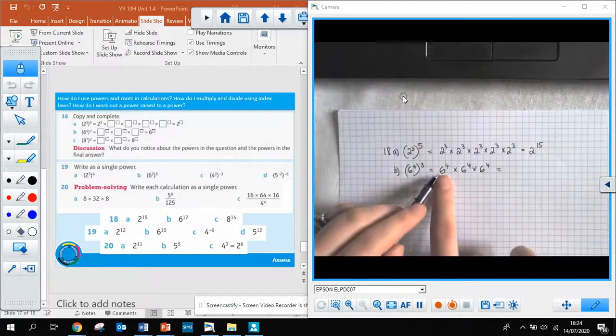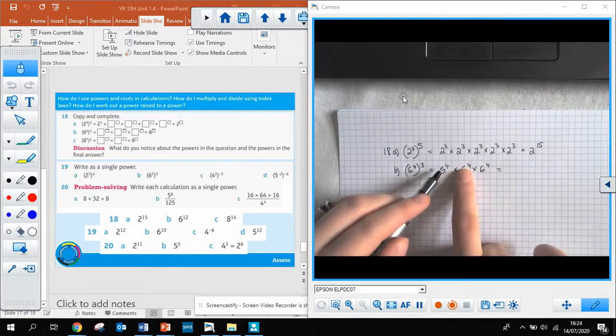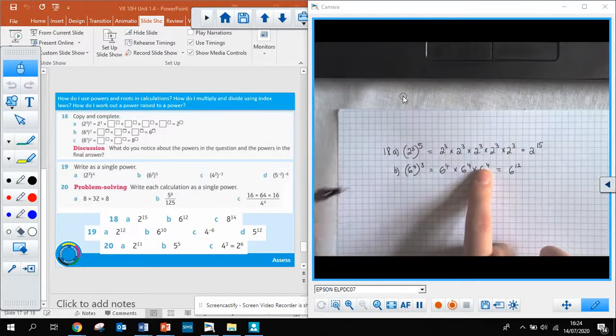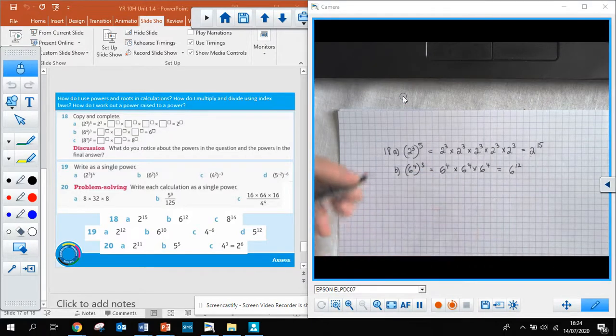If we only knew our law for multiplying indices, we'd add them. So it's 4 plus 4 plus 4, which is 12. So 6 to the power of 12. But we know now that we can just multiply the 3 and 4, which gave us the 12 as well.